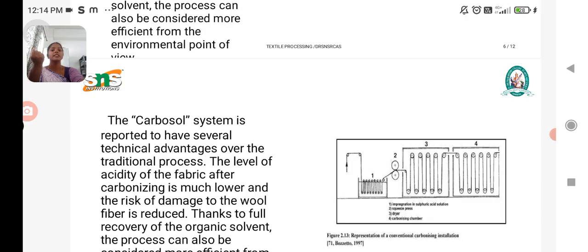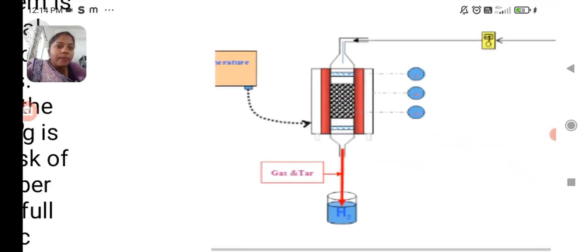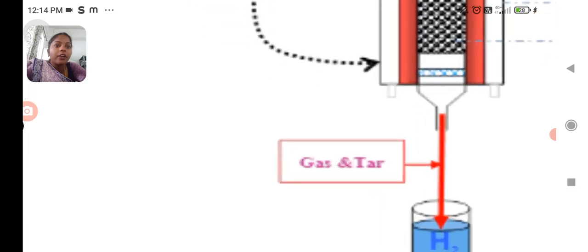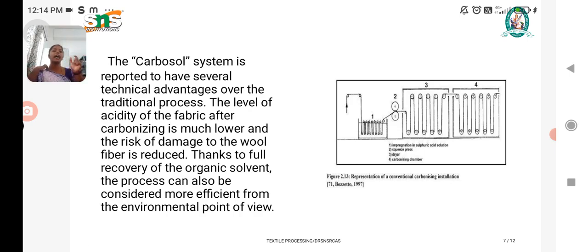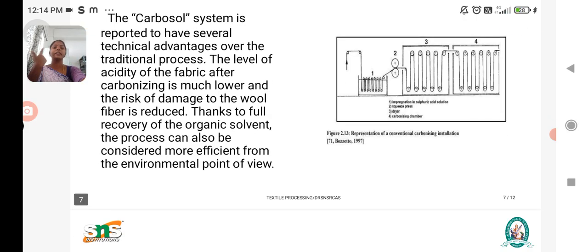The carbosol system is, can you all see here, I have mentioned here. Then the carbosol system is reported to have several technical advantages over the traditional process. The level of acidity of the fabric after carbonizing is much lower, and the risk of damage to the wool fiber is reduced. It can also be considered more efficient from the environmental point of view.